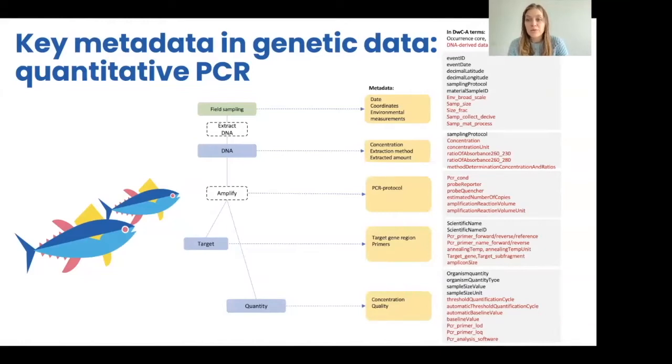For example, for your PCR protocol, you can add information on your probe reporter and probe quencher. For the quality, of course, you can add information on your threshold quantification cycle and automatic baseline value, and your limits of detection, and which software you have used for your analysis.